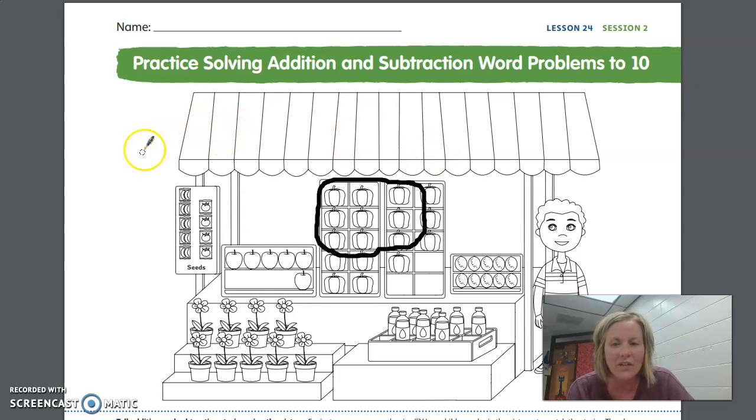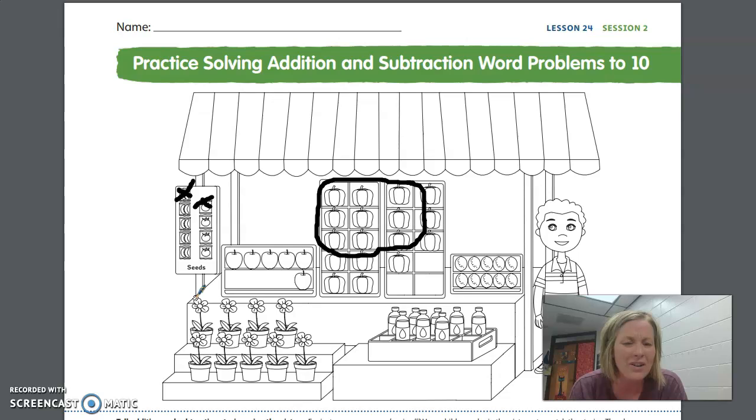Now let's look over here at our seed packets. He's going to buy 1 packet of peas and 1 packet of tomatoes. So how do we show that he's taking those away? We're going to put an X on them. He's taking them away. So there were 9 packets of seeds. Now there are 7 packets of seeds.